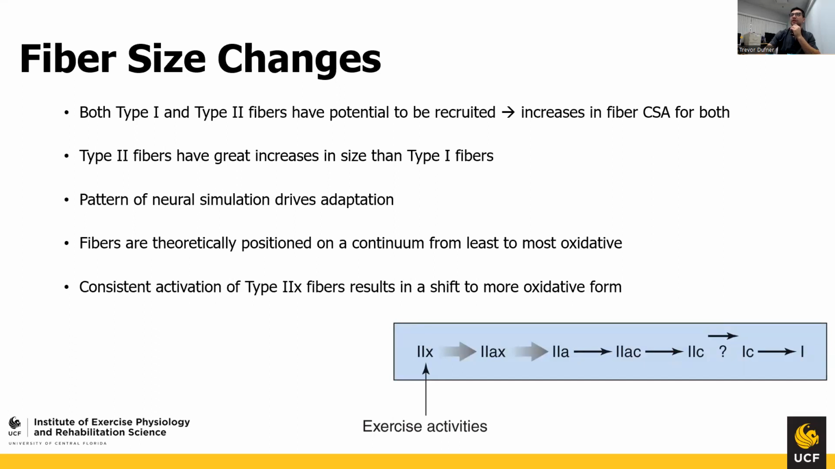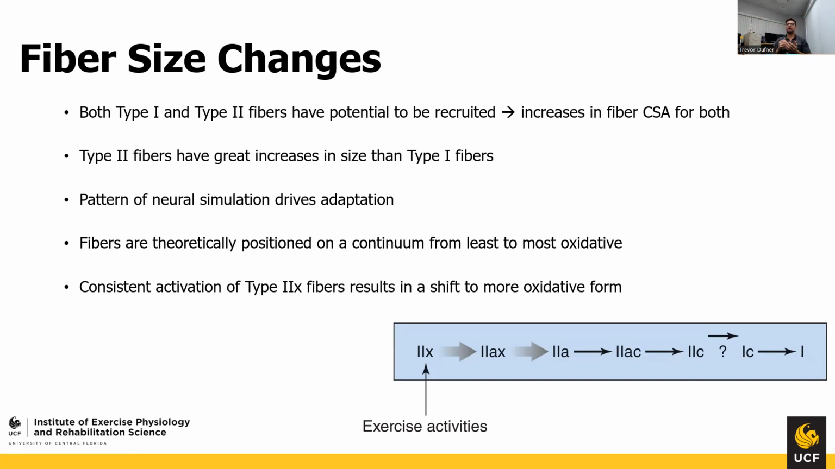All right, I think that's pretty much all I need to cover here. So consistent activation of type 2X fibers results in a shift to a more oxidative form. Essentially, if you are continuously activating type 2X fibers and using them for long, repetitive things, that's a little bit more aerobic than they are built for, so they're going to begin to shift to more of their oxidative form.